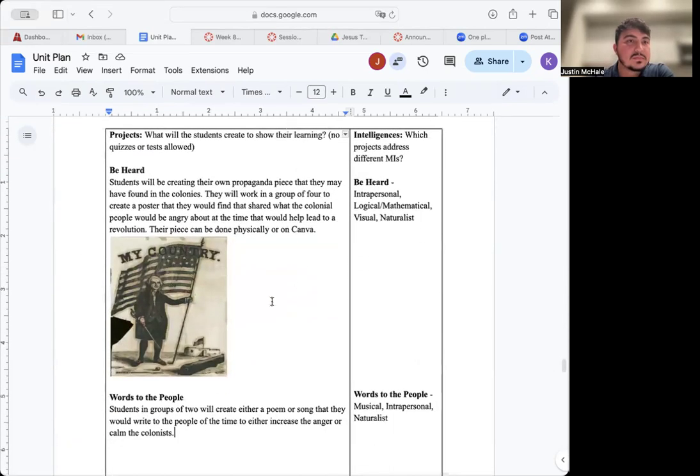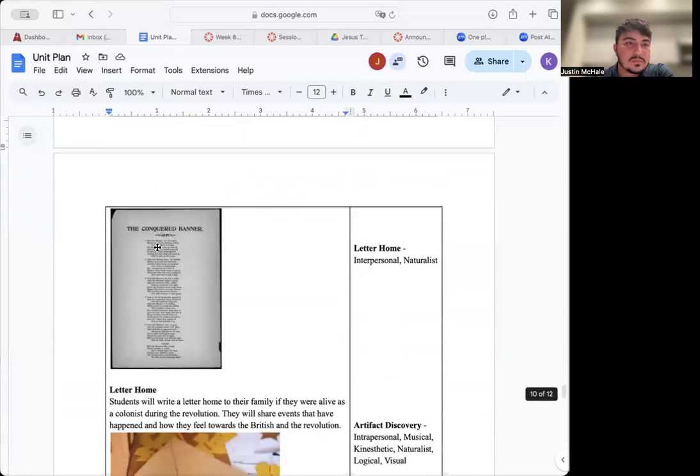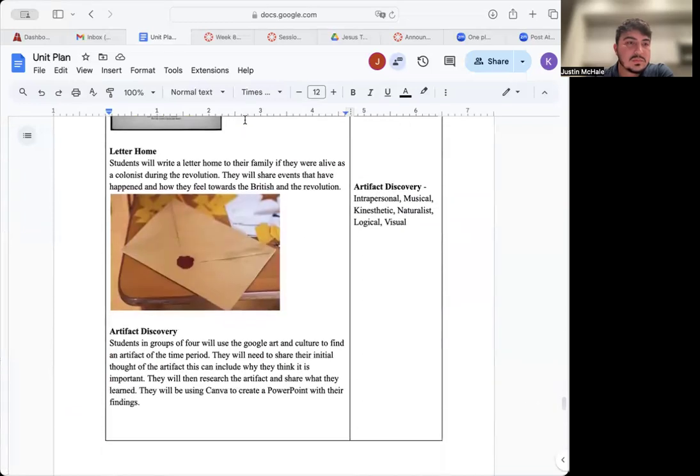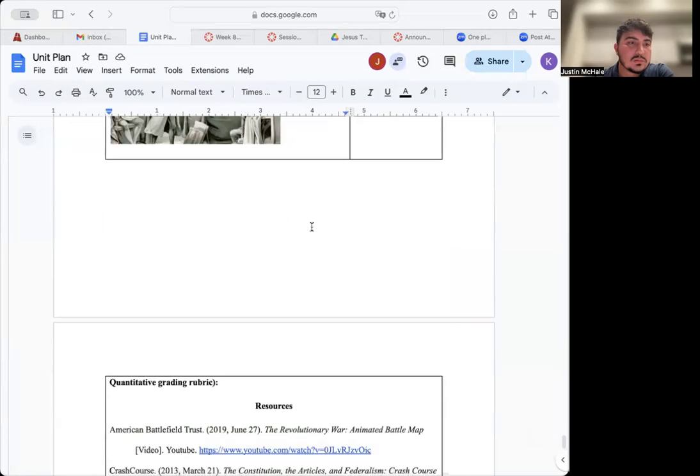These are just images that I put in connection with our stuff. And I think that is our unit plan.